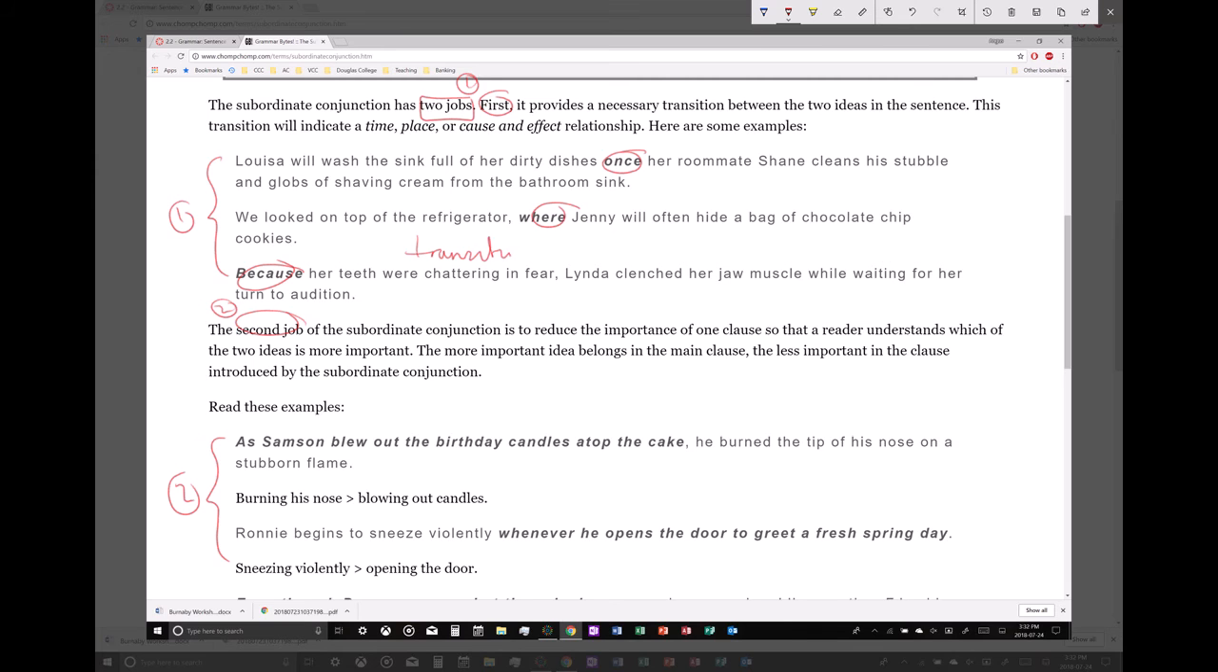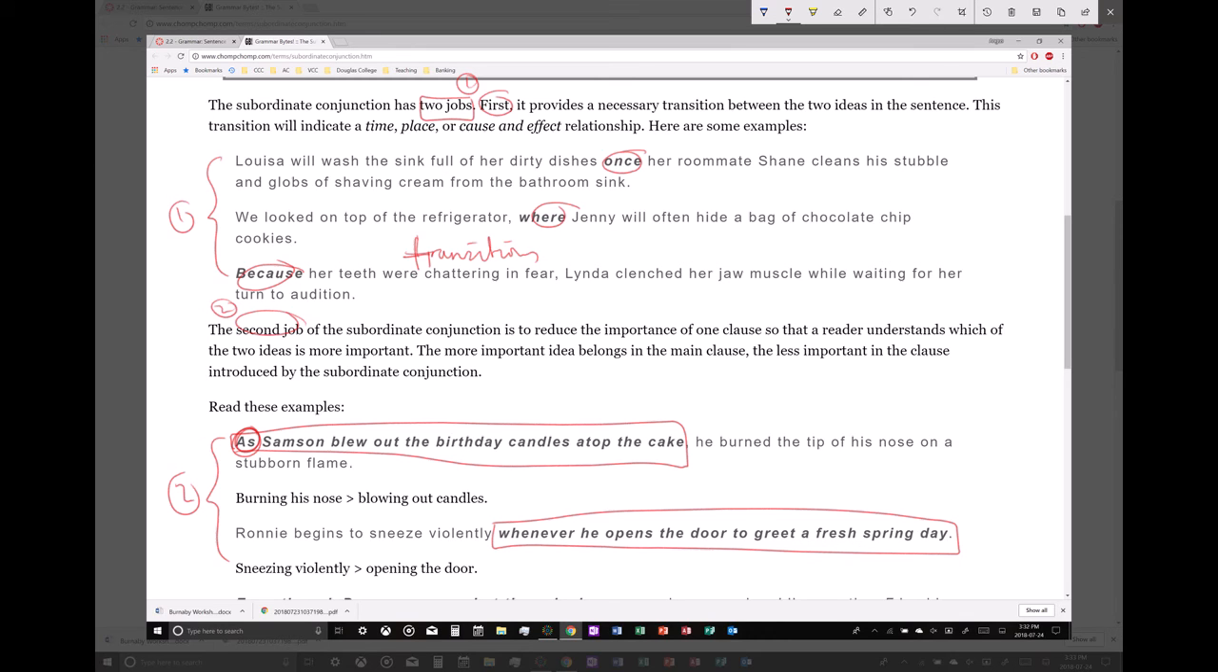Transitions here, and then the clauses bolded here are actually subordinate clauses. See here, the words as, whenever, and so. It even has the logical structure on which one is more important.